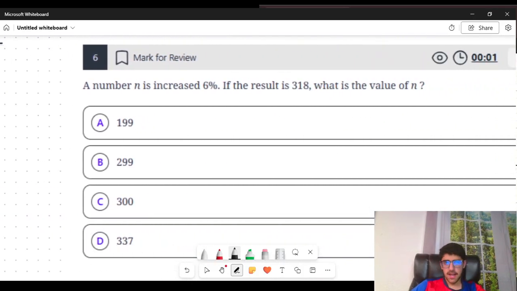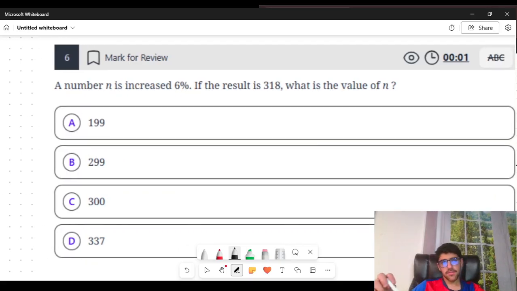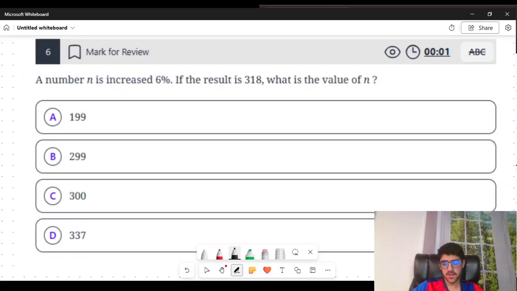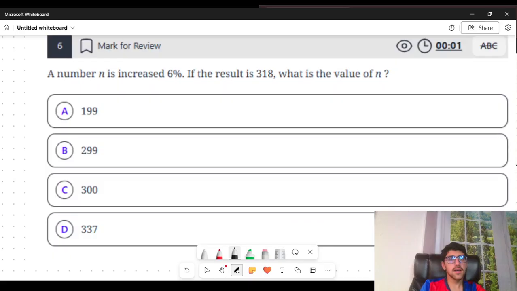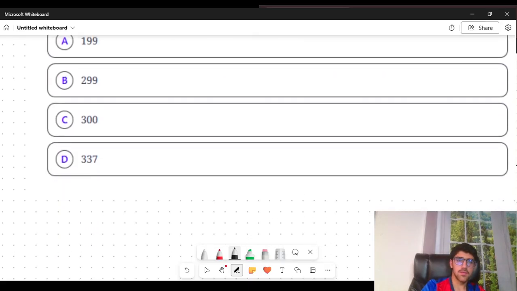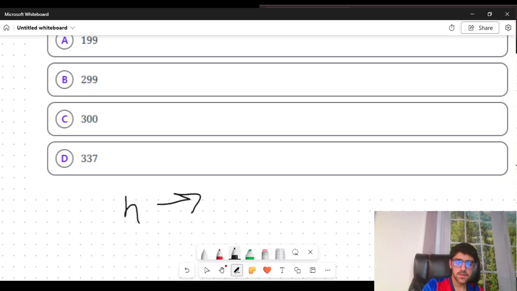Similar to the last one, this one doesn't have word problems. So for this focus skill specifically, there's not really a lot of problems to choose from, so these were the ones that I could find. This one says that a number n is increased 6%. So n becomes 1.06 times n. So this is similar to the last one. If it increases by 6%, you have to do 1 plus 0.06 times n.